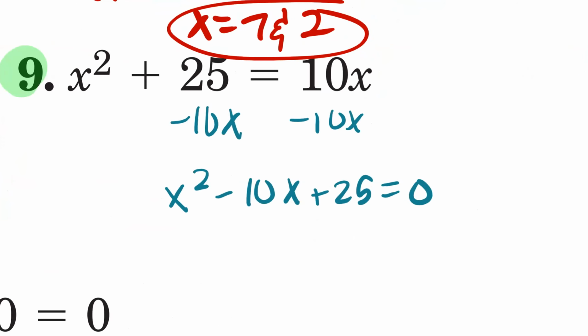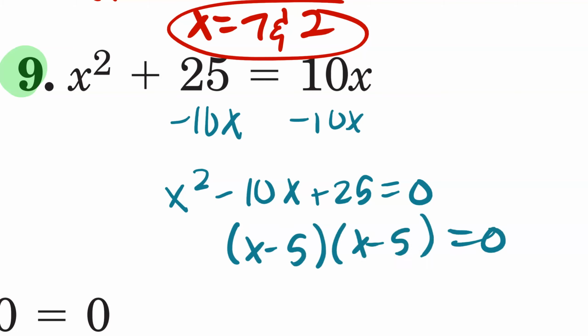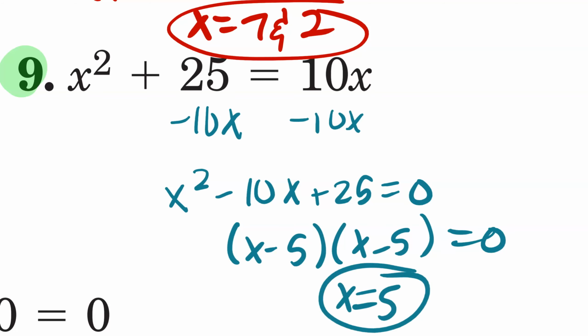Okay, so I moved everything to the same side. Now I can try to factor. All right, there's no greatest common factor. Is this a perfect square trinomial? Yeah, okay, so it's one of our special cases we recognize right away. If not, no worries. What adds to negative 10 and multiplies to 25? Negative 5, negative 5. So then we see x equals 5 is my solution.